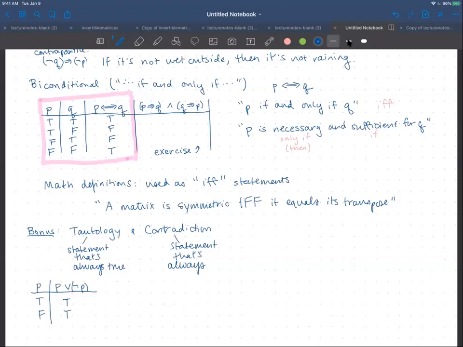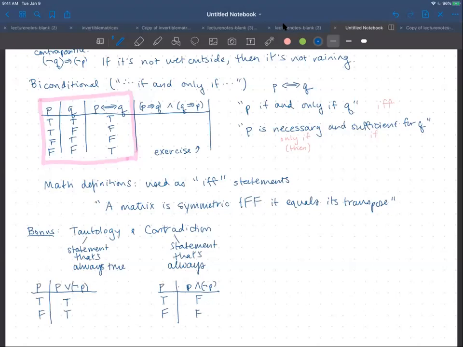A contradiction is similar. Let's take, as an example, P and not P. For an and statement to be true, for the conjunction to be true, we need both of the component statements to be true. Well, when P is true, not P is false, which makes the conjunction false. And when P is false, that makes the conjunction false. So we've got a contradiction. It's like saying Hamilton College is in Clinton, New York, and Hamilton College is not in Clinton, New York. Well, you can't have it both ways, buddy. Either it is or it isn't. And so that's an example of a contradiction.